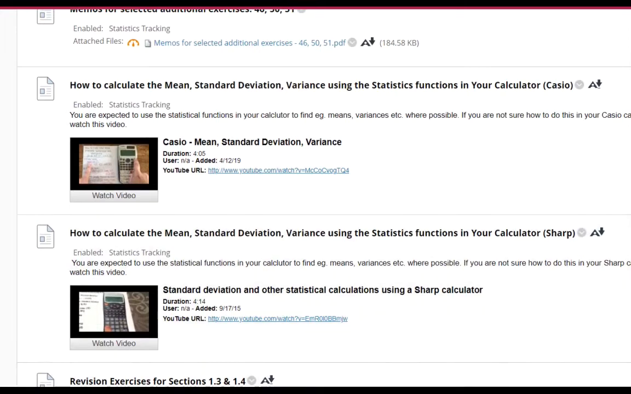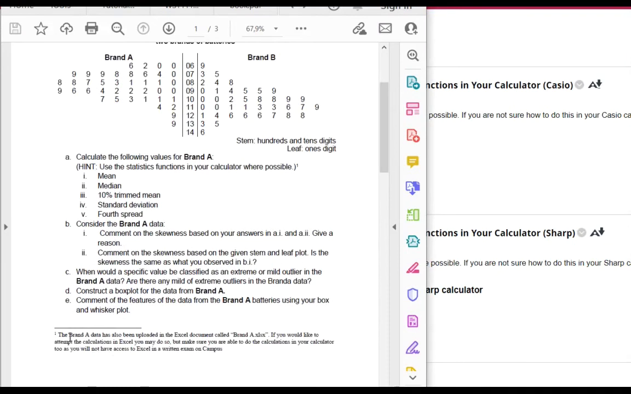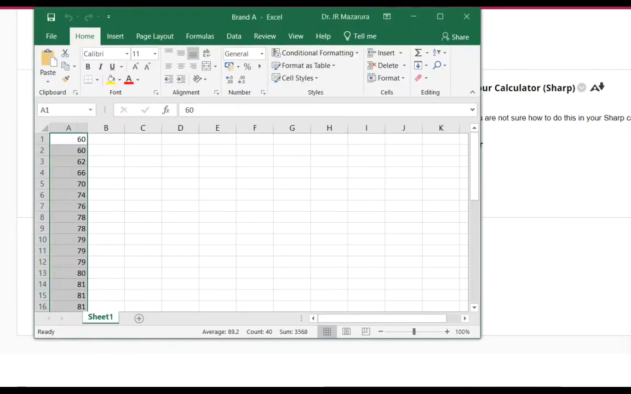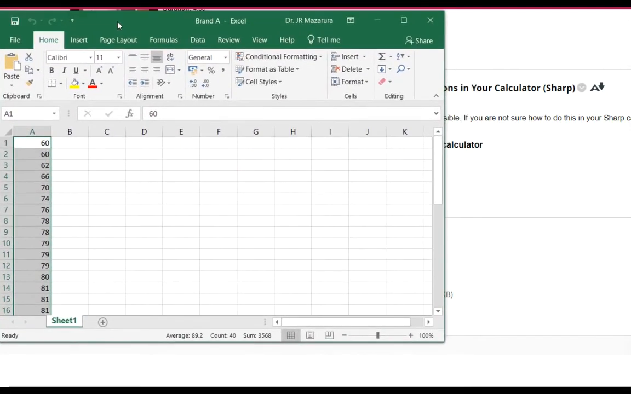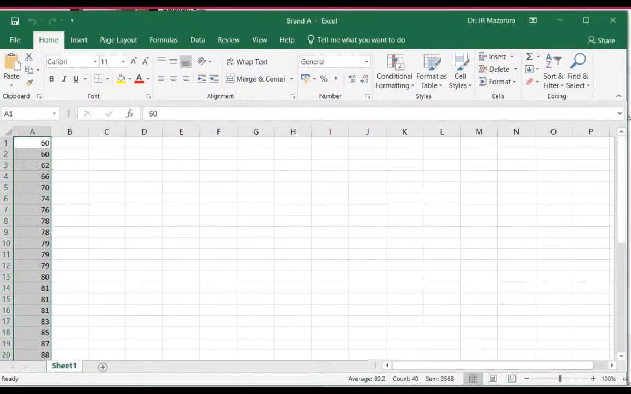What I did as well is I put a note here that says the brand A data has also been uploaded for you in Excel in this document here. So if I go back to ClickUp and scroll down, this is where the exercises are, and this is the file that I'm talking about. If you download this file, you end up with a spreadsheet that looks something like this. And this would have been maybe the quickest way to do the questions.